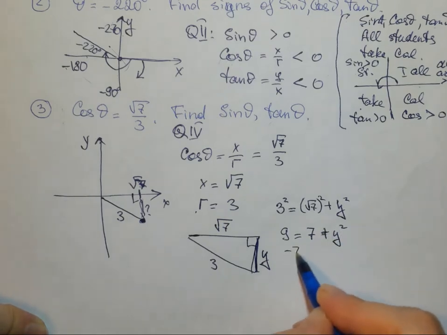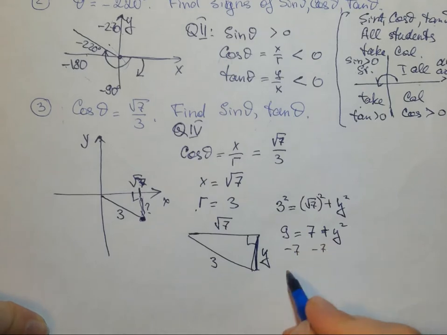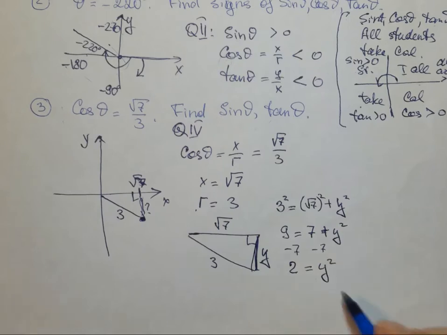Subtract 7 from the left and from the right. We get 2 equals y squared. We solve this equation by the square root property. We do not just take the square root of this expression. Be careful. y is equal to positive or negative square root of 2. Don't forget this positive or negative, because both square root of 2 and negative square root of 2 are solutions of this equation. But we can decide which sign is correct.